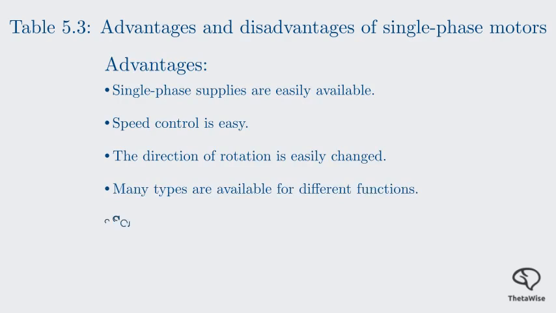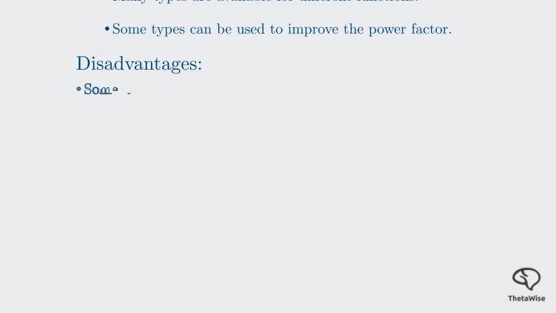There are also many different types available to suit various functions, and some can even improve the power factor of a system. However, they do have several drawbacks. Let's look at the disadvantages. A major disadvantage is that many single-phase motors are not self-starting, meaning they require an auxiliary mechanism to begin rotating.